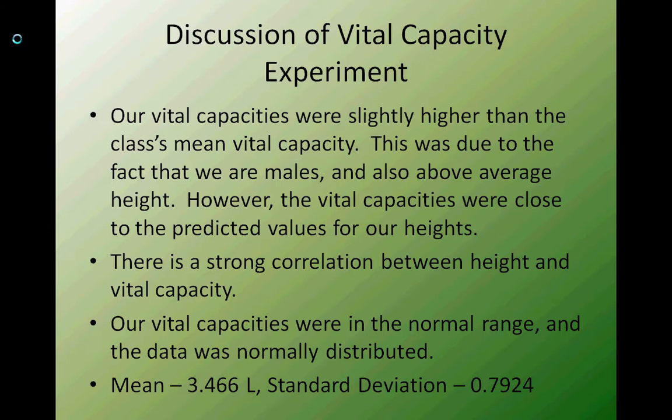Discussion of vital capacity experiment. Our vital capacities were slightly higher than the class's mean vital capacity. This was due to the fact that we are males and also above average height. However, the vital capacities were close to the predicted values for our heights on the given chart. There is a strong correlation between height and vital capacity, which would explain the slightly higher vital capacities.